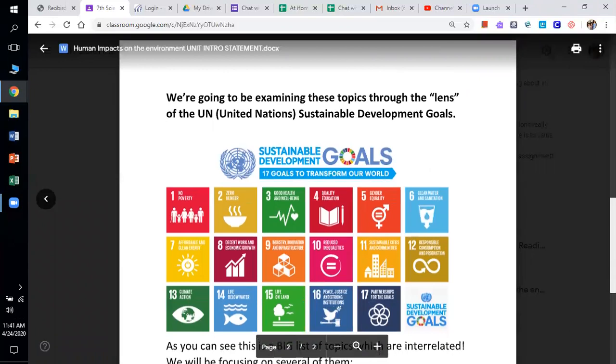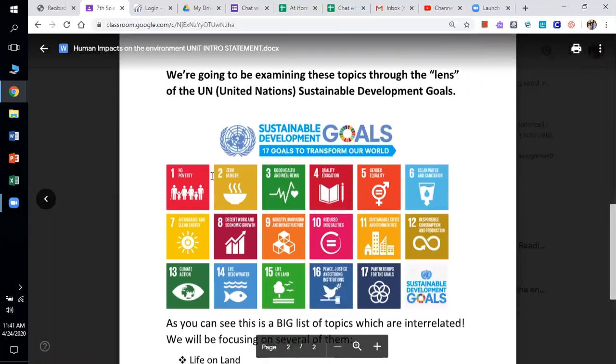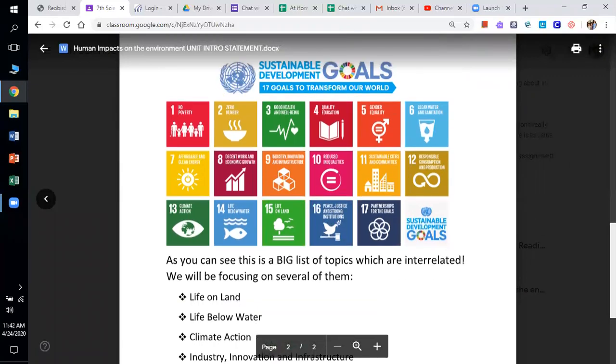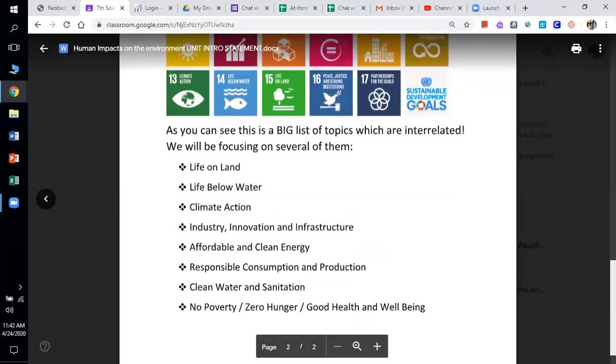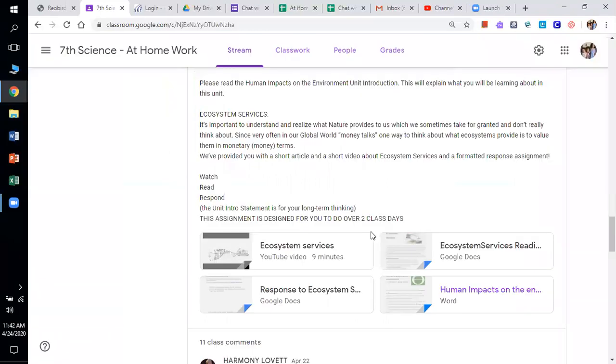So last assignment, you should have learned about the 17 sustainable goals. As you can see, this is a big list of topics which are interrelated. We will be focusing on several of them: life on land, life below water, climate, and industry, affordable and clean energy, responsible consumption and production, clean water and sanitation, no poverty, zero hunger, and good health and well-being. Okay, so now that we've read that, let's get started.